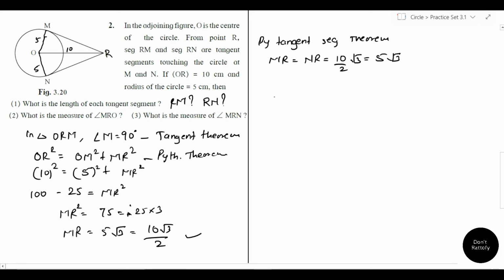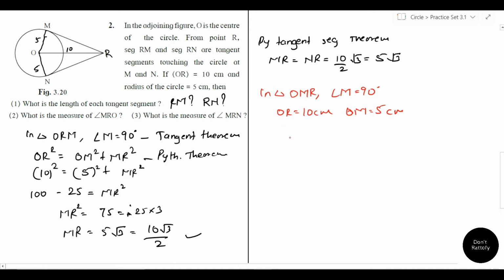What is the measure of angle MRO? So we'll take the triangle again. In triangle OMR, we know that angle M is 90 degrees, right? We also know that OR is equal to 10 centimeter and OM is equal to 5 centimeter. OR is the hypotenuse and OM is a side.